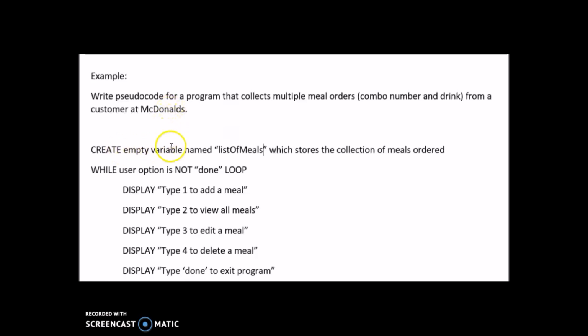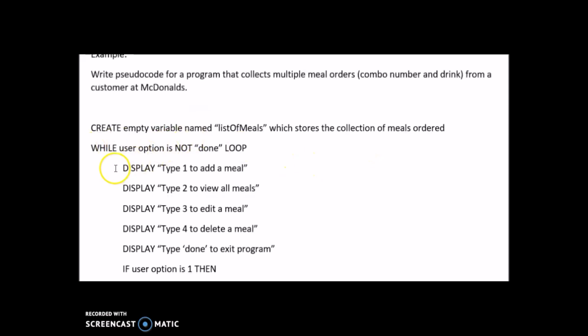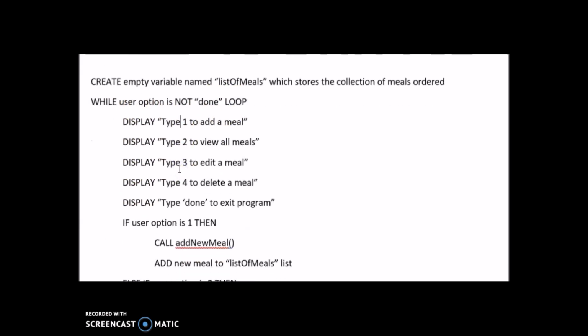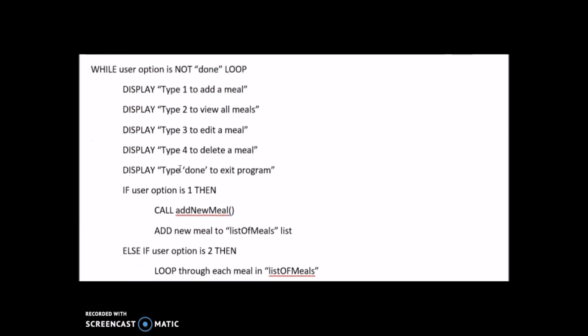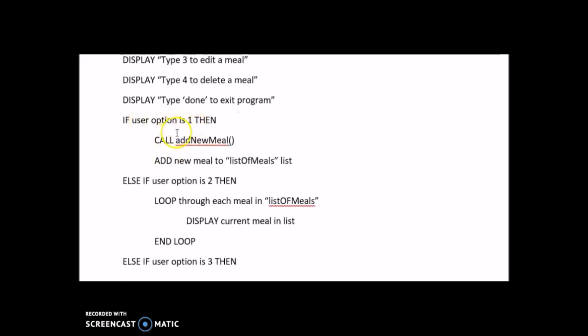The first step, we want to create an empty list, a variable called list of meals, which stores the collection of meals ordered. Then you can have a loop here, a while loop. So while some condition, do something repetitively. While the user option is not done, then we're going to do these steps repetitively. We first display all the different options to the user and then have branching. This is where the if statements come in. If the user option is 1, then maybe call this method, add new meal, and then add this new meal to the list of meals that we created.